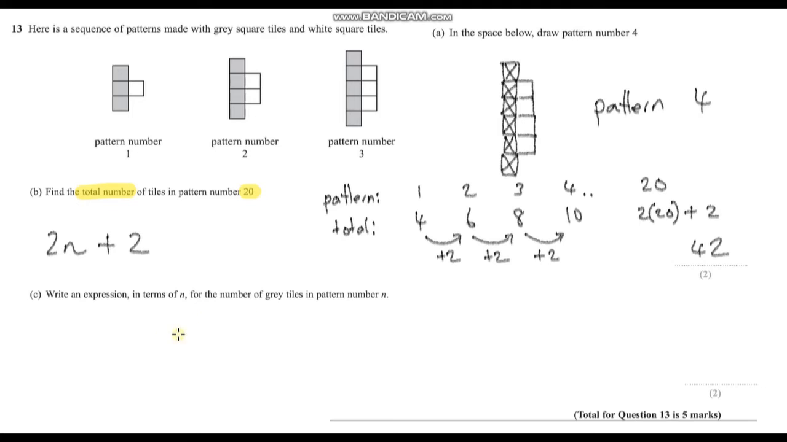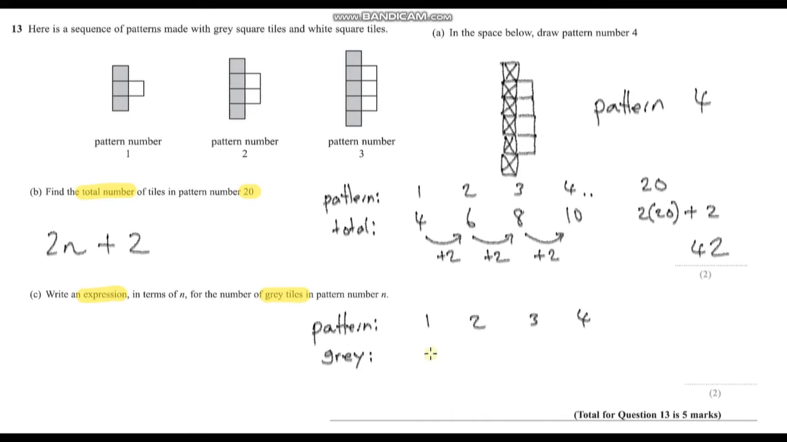Okay, part C. Write an expression in terms of n for the number of grey tiles. Let's just highlight that. So write an expression in terms of n for the number of grey tiles. So we've done it for the total number of tiles. Now we just need to do it for the number of grey tiles. So again, let's write our pattern out. So our pattern number 1, 2, 3, 4.